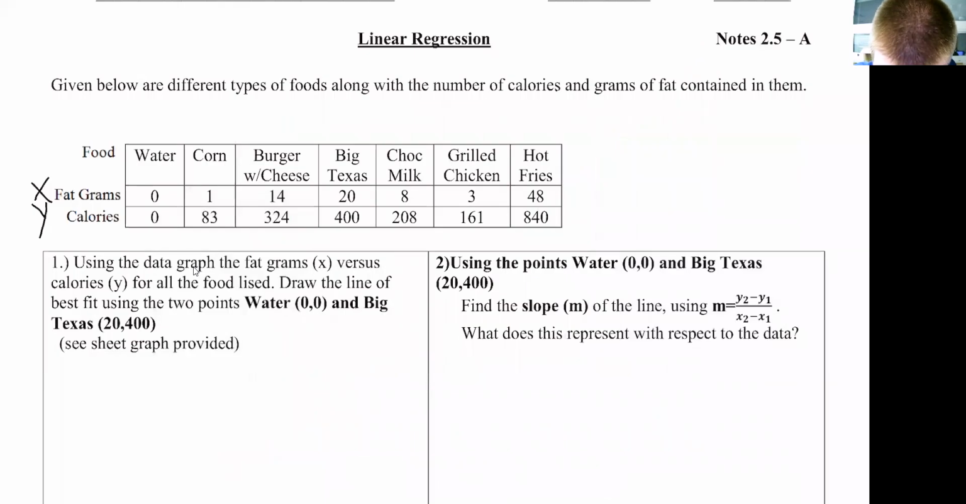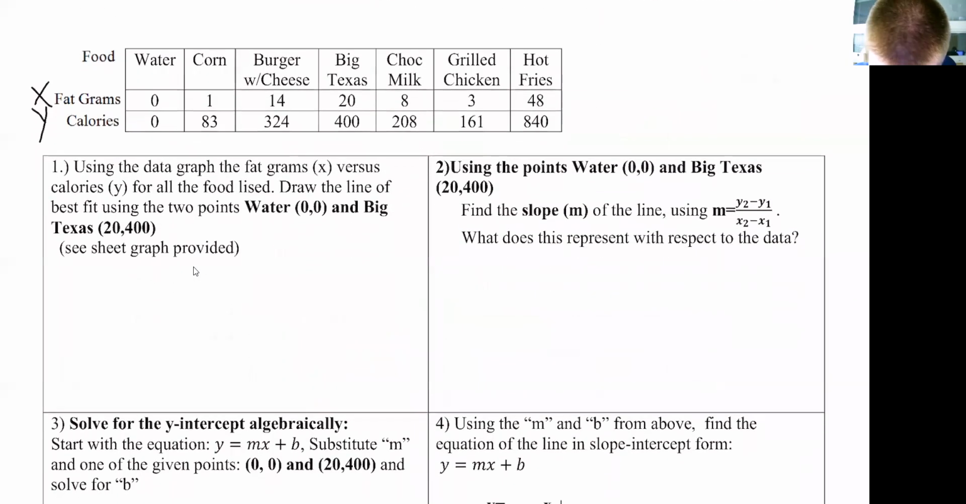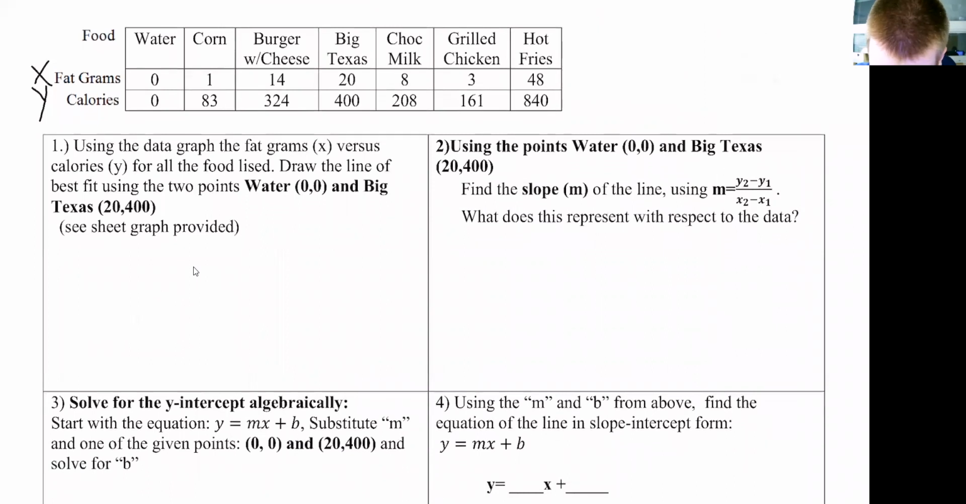So that's our first step. The next thing they want us to do is figure out the equation of this line of best fit. This is where we're going to review a lot of our skills we've seen with lines in previous sections, like 2.3 and 2.4. But first thing we want to do is find our slope.